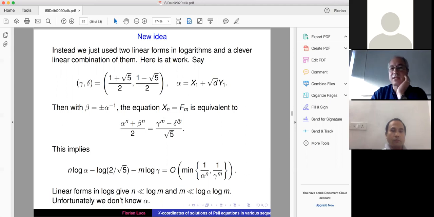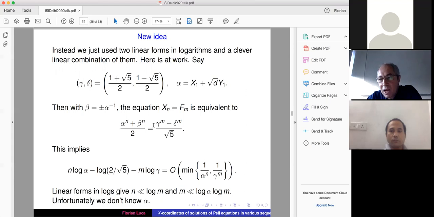And we put the other things on the other side, and they have exponential decay. They are really, really small. This means that alpha to the n over 2 is very close to gamma to the m over √5, which you can rephrase by saying that the element alpha to the n multiplied by 2 over √5 multiplied by gamma to the negative m is very close to the number 1.